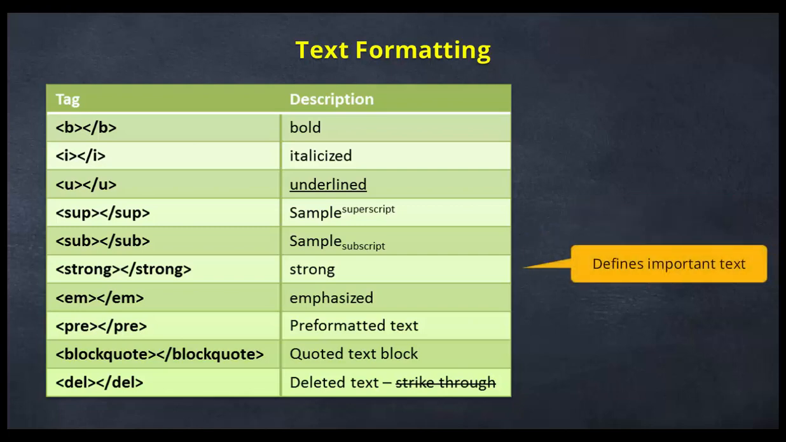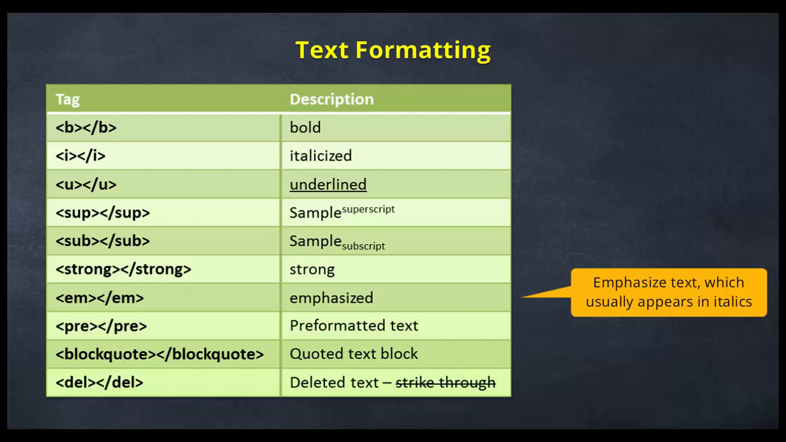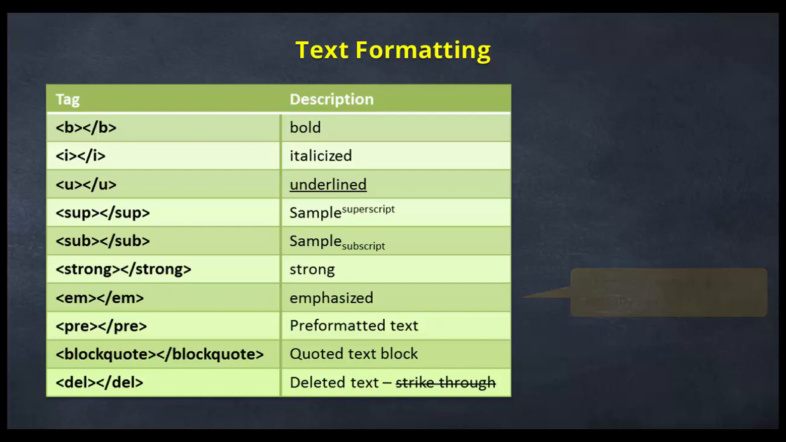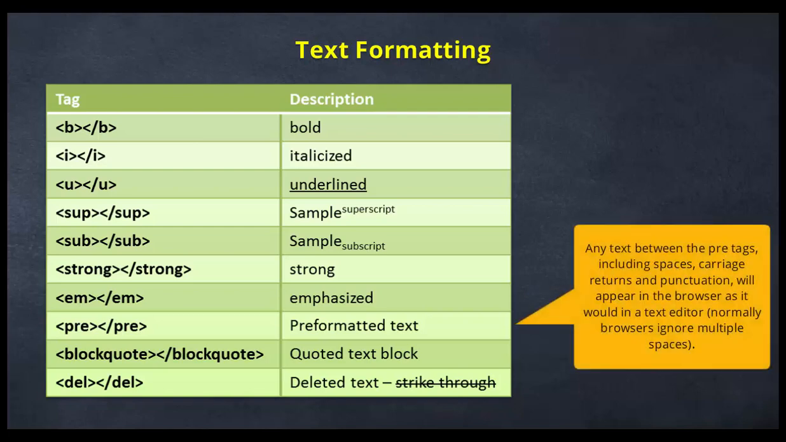Strong defines important text. EM is used to emphasize text, which usually appears in italics. Pre: any text between the pre-tags, including spaces, carriage returns and punctuation, will appear in the browser as it would in a text editor. Normally, browsers ignore multiple spaces.